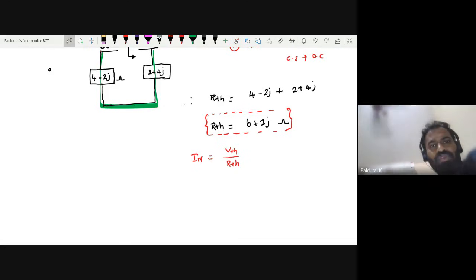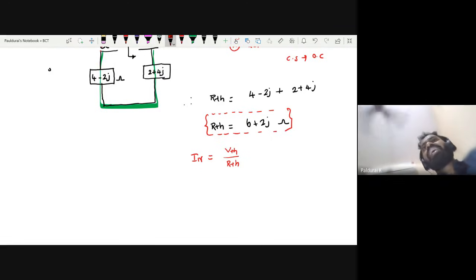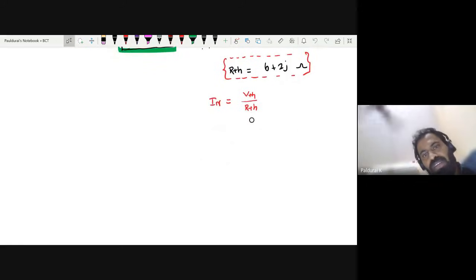So can I move to the third problem? What's the time? 9:50, sir. Oh, okay. We will solve the third problem. Simple problem. Find Thevenin and Norton equivalent for the following circuit. Example number 3.